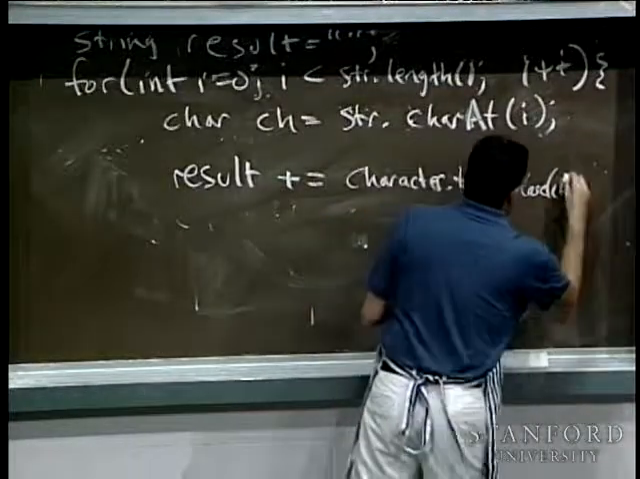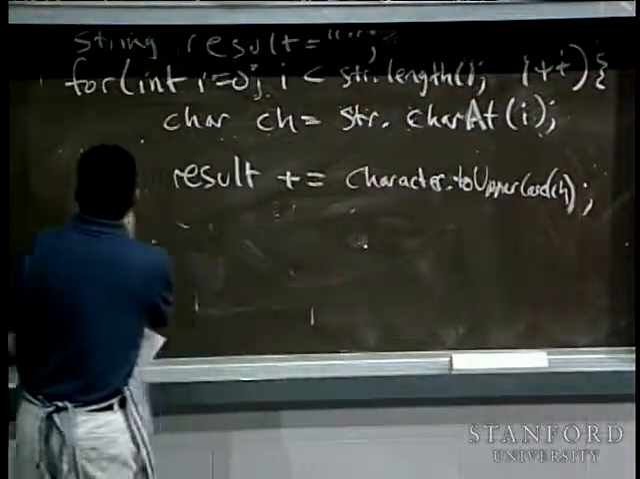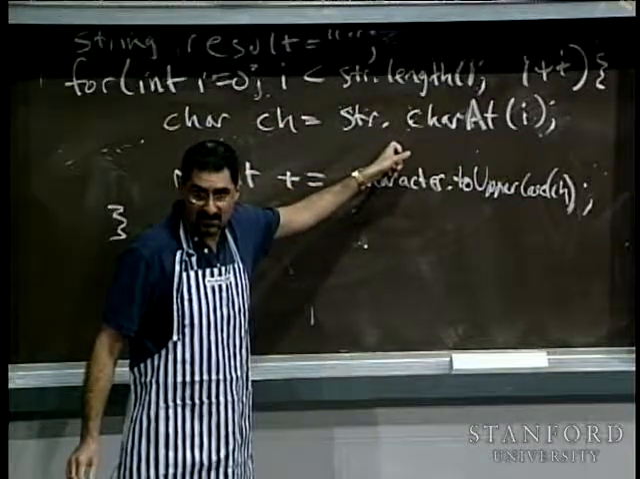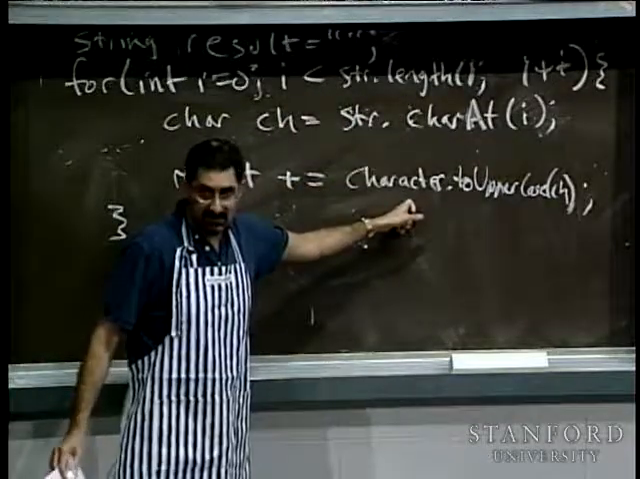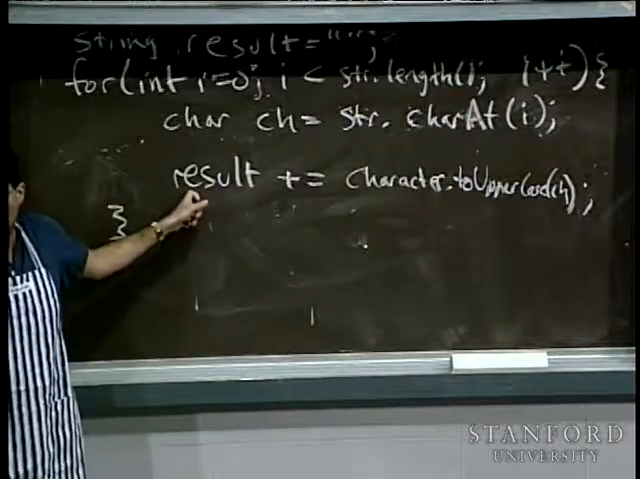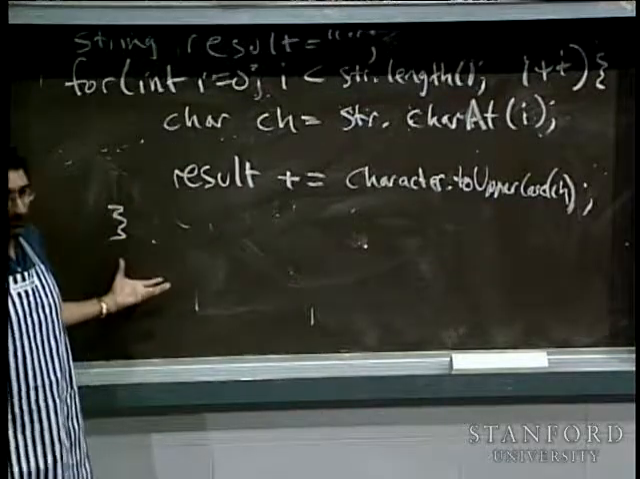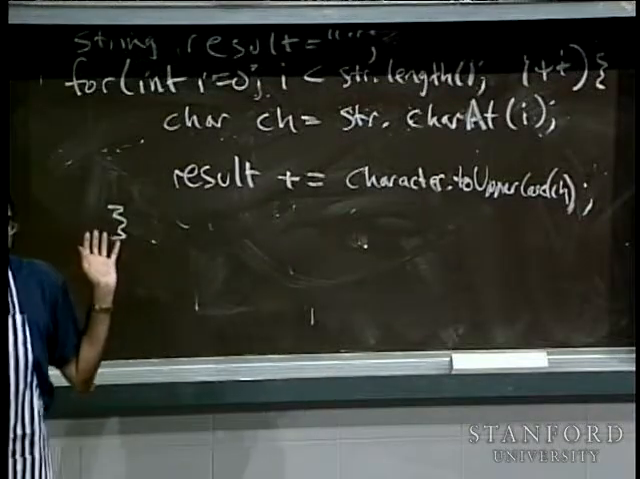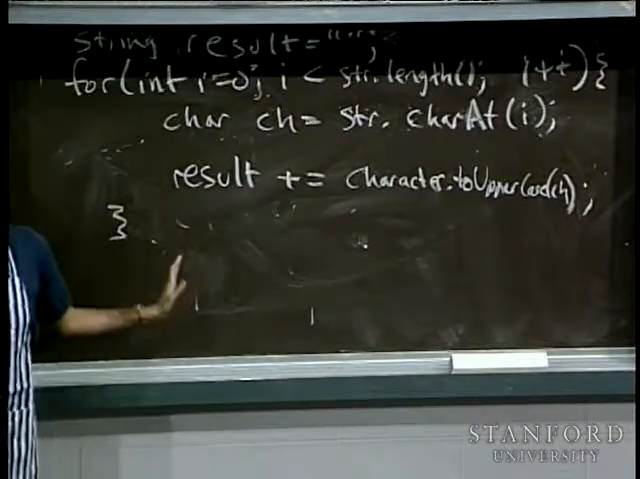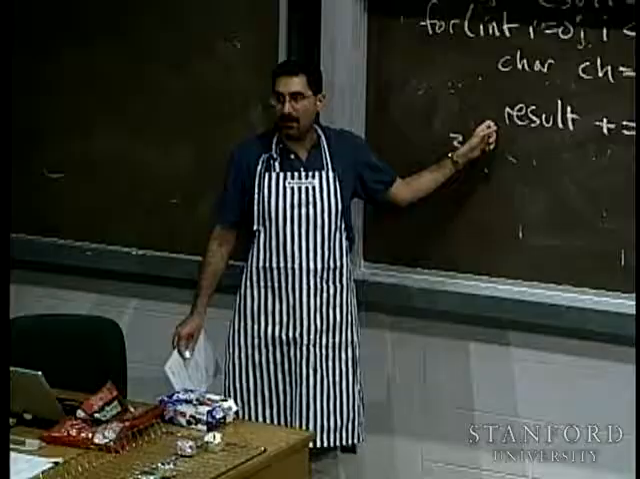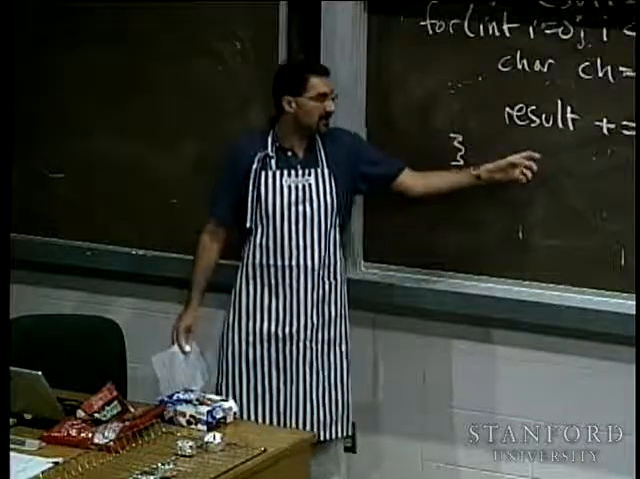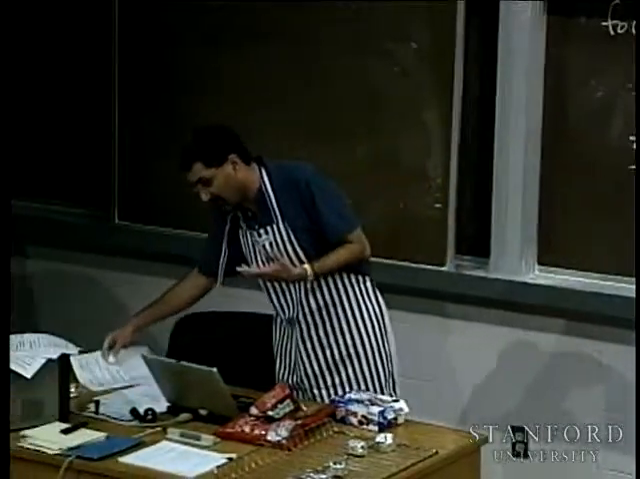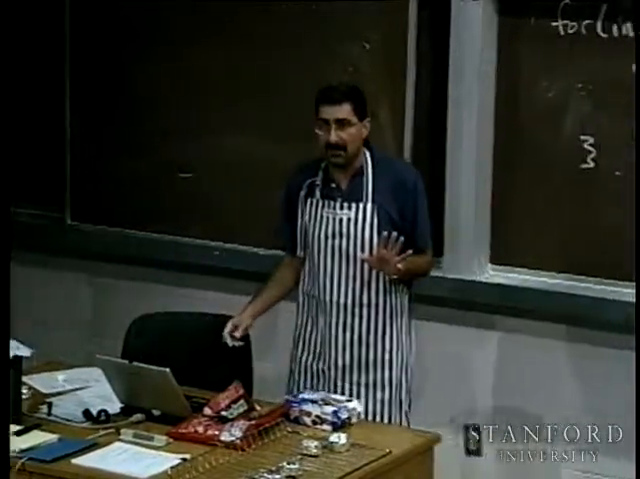Okay? And so what this is actually going to do is go through this string character by character, pull out each individual character, convert it to uppercase, and append it onto the result that I'm building up. So at the end, result will be an uppercased version of the string that I'm originally processing. Okay? And this is an extremely common thing to do with strings. I mean, not necessarily converting them to uppercase, but pulling out characters one at a time, doing something on each character, and building up some result. Okay? Any questions about that?